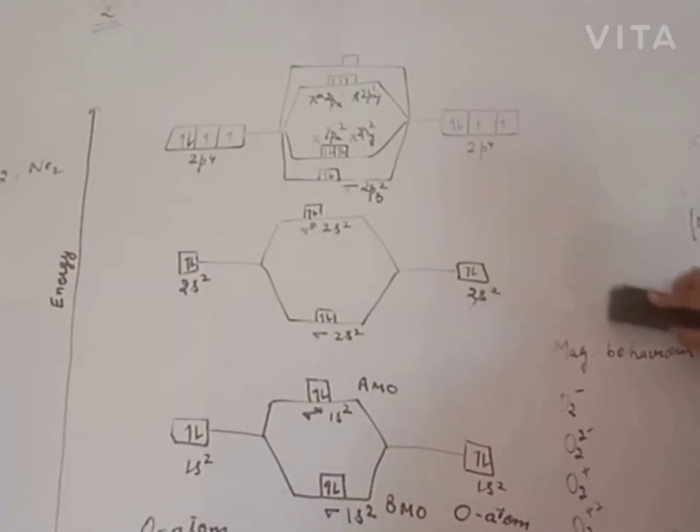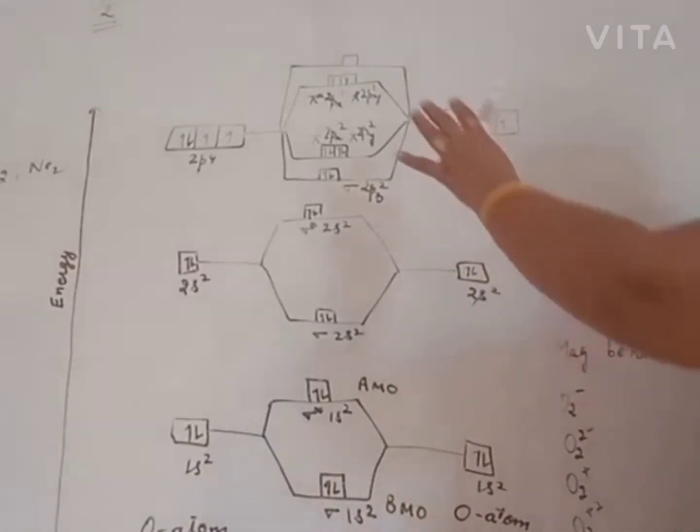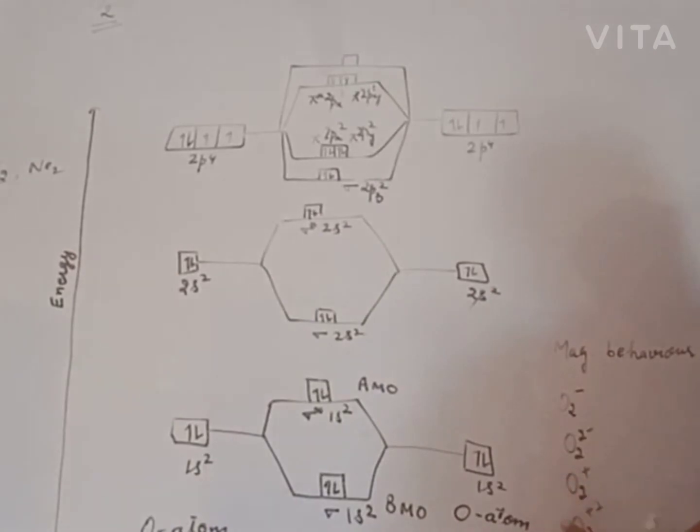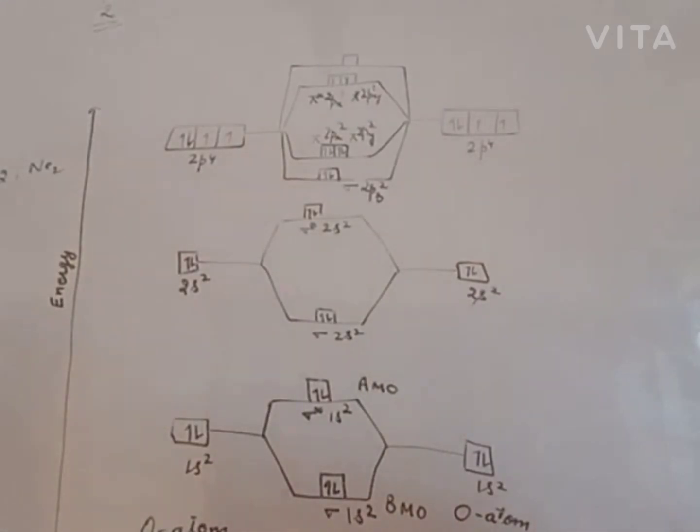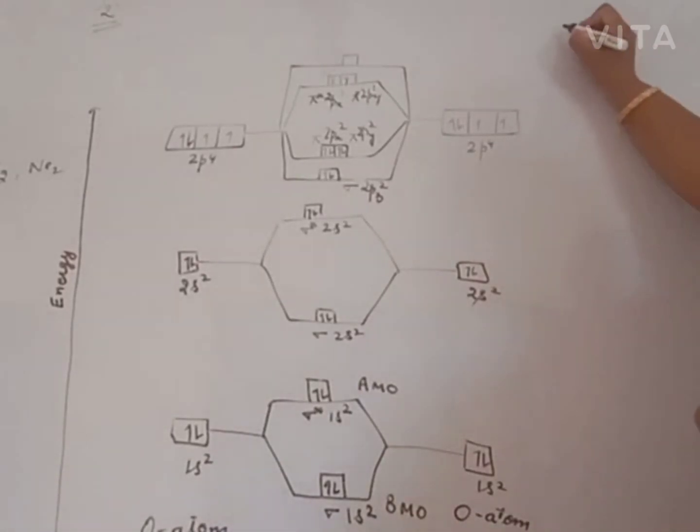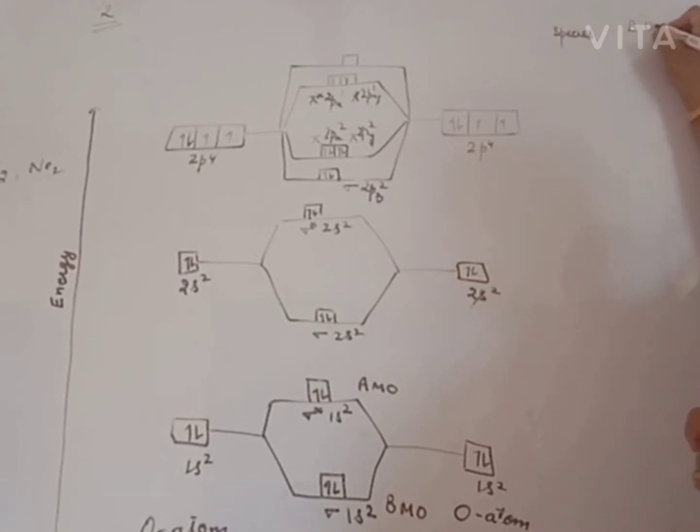Now, there is no need to draw the diagram for each ion separately. You will understand the concept from here. You will draw a table with columns: species, bond order, magnetic behavior and stability. Draw a table like this.